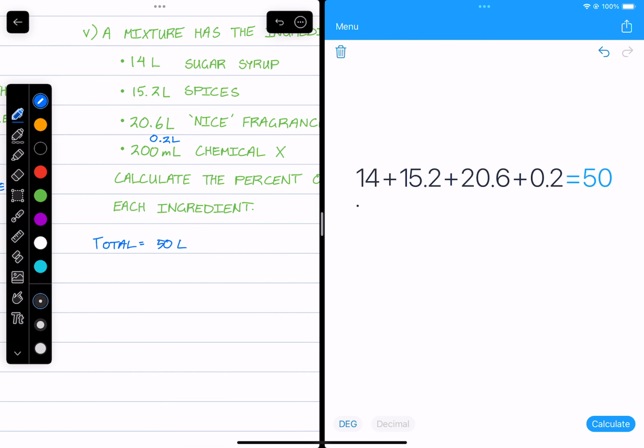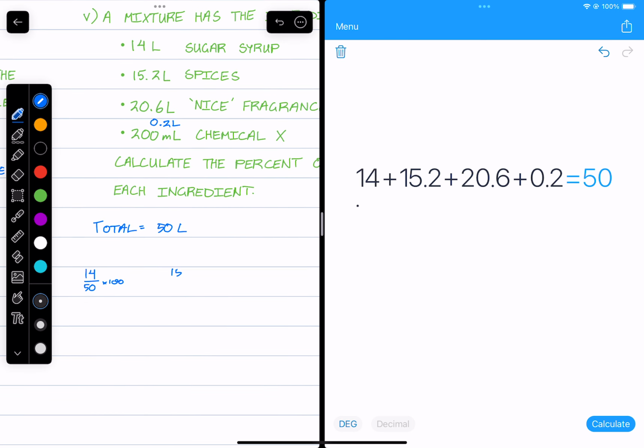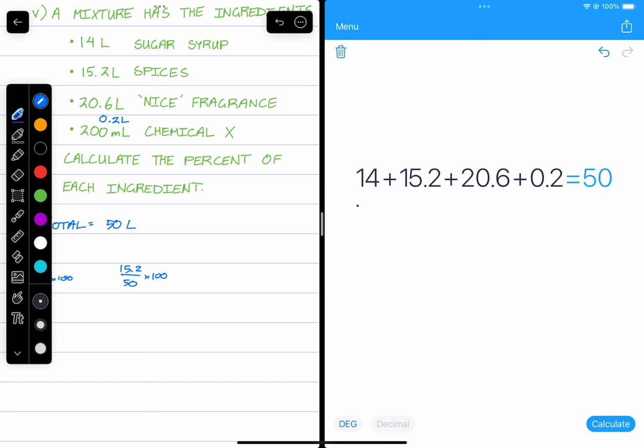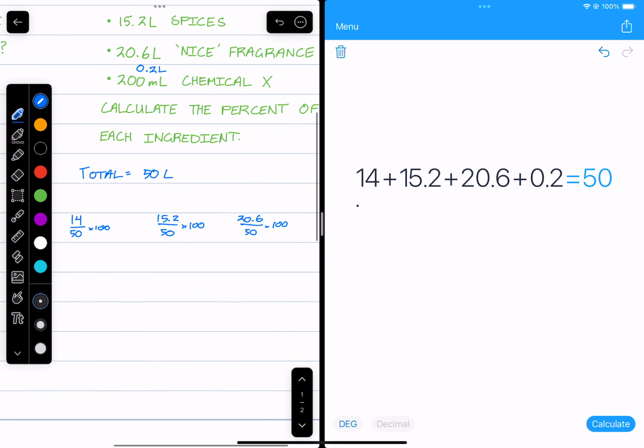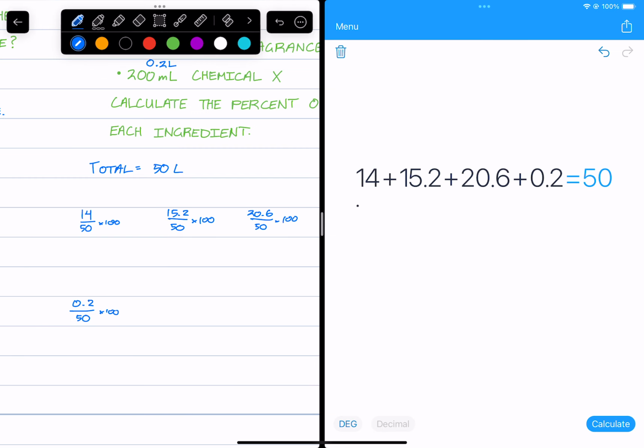So for sugar syrup, it's going to be 14 out of 50 times 100. And then for spices, it's going to be 15.2 over 50 times 100. For the nice fragrance, it's going to be 20.6 over 50 times 100. And for chemical X, it's going to be 0.2 over 50 times 100. Calculating all of those, it's very straightforward now.